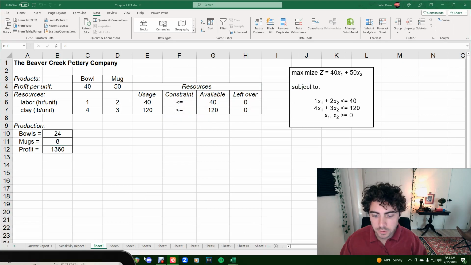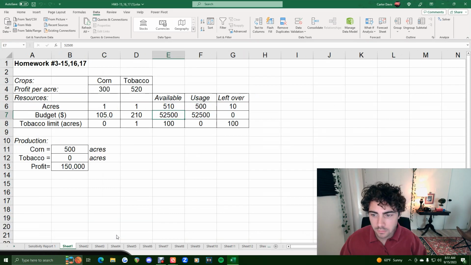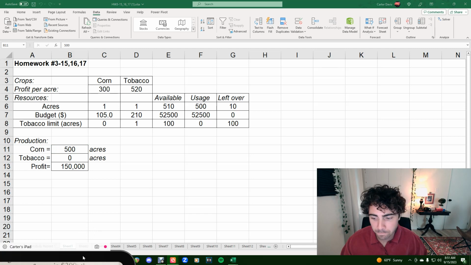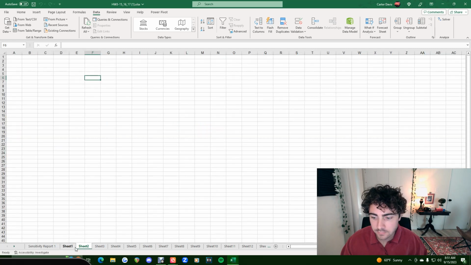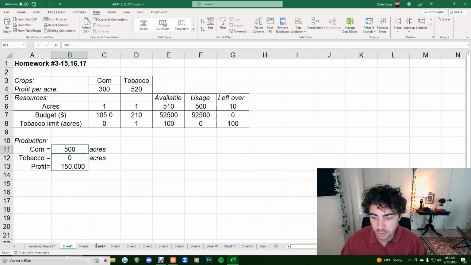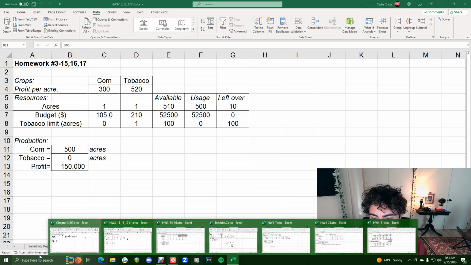I don't know why it keeps jumping back to this. I keep doing something. Anyway, yeah, so it did change. It's telling us that we want to do 500 acres of corn and 0 acres of tobacco. So basically, don't use any of the tobacco, just plant a bunch of corn. Why that is, I don't know. I guess it's better to just plant corn.